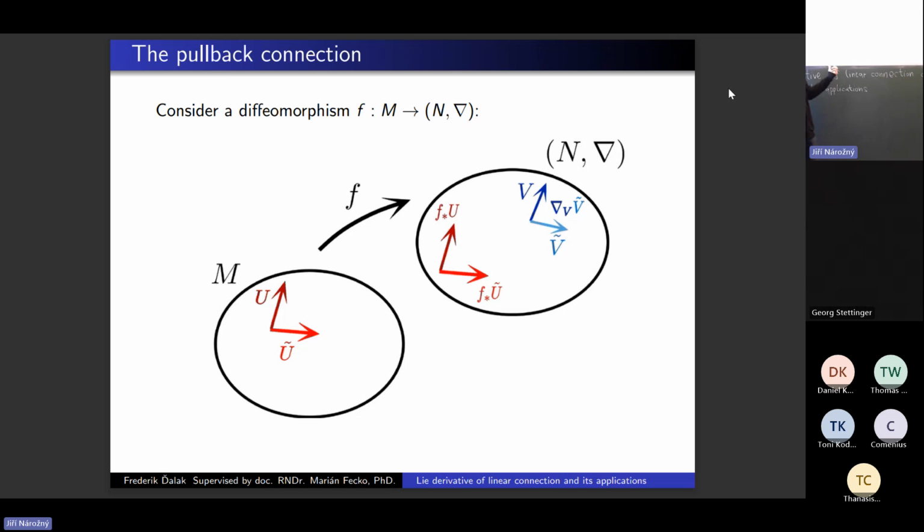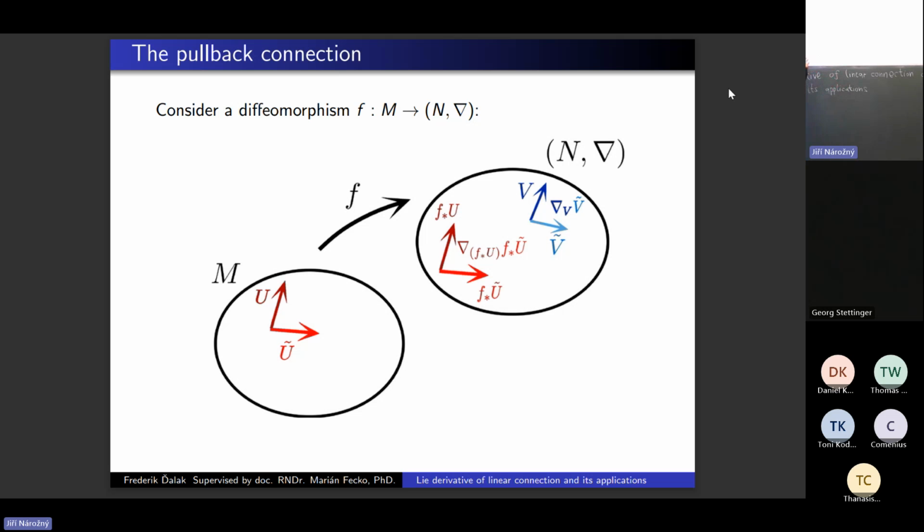They are already on N, and so there is also a linear connection nabla, so we can also compute the covariant derivative for them here. This maybe moves us one step closer to our goal, but this vector field is still clearly on the wrong manifold. So what we would like to do is to get it back to the manifold M.